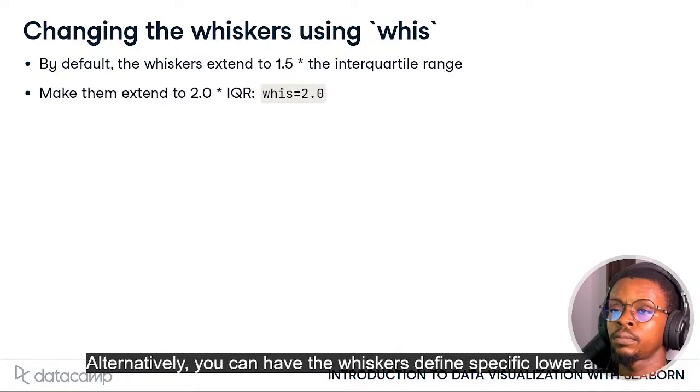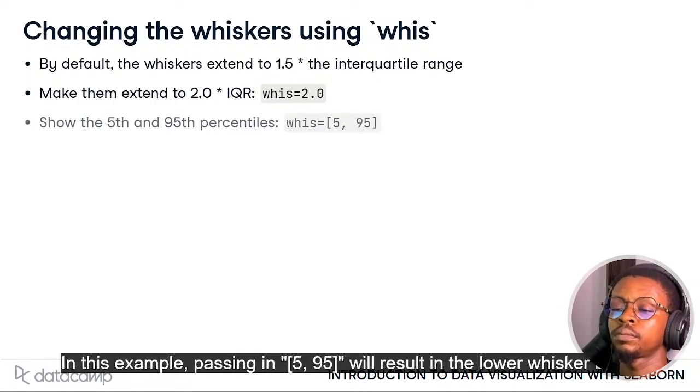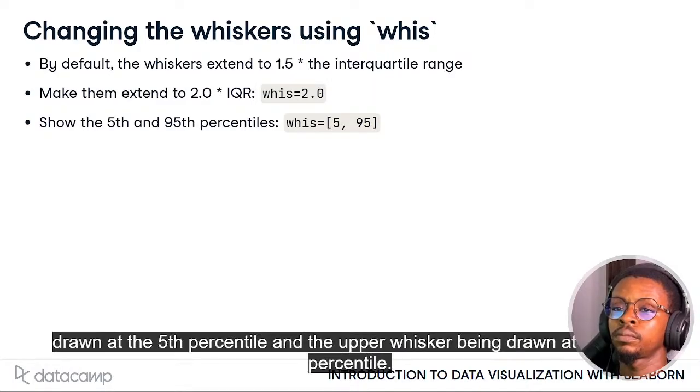Alternatively, you can have the whiskers define specific lower and upper percentiles by passing in a list of the lower and upper values. In this example, passing in 5,95 will result in the lower whisker being drawn at the 5th percentile and the upper whisker being drawn at the 95th percentile.